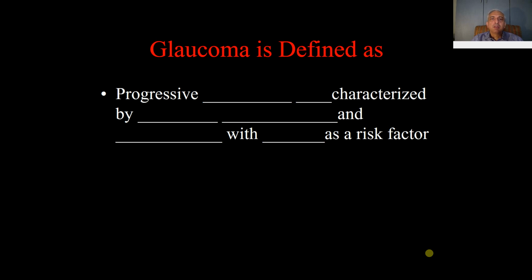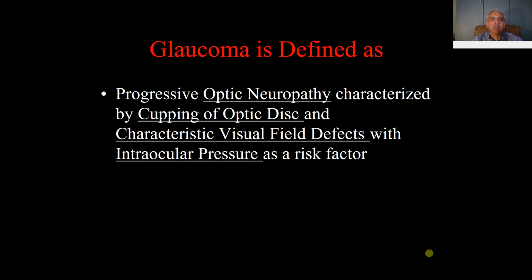So I'm just going to revise the definition of glaucoma. It's a progressive optic neuropathy characterized by cupping of the optic disc and characteristic visual field effects with intraocular pressure as a risk factor.